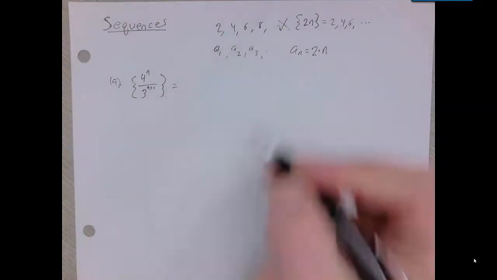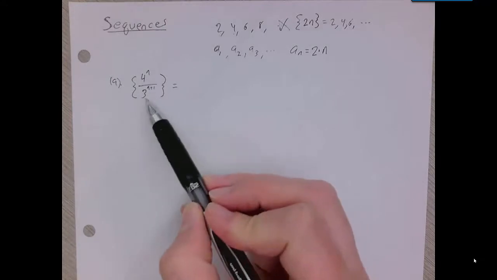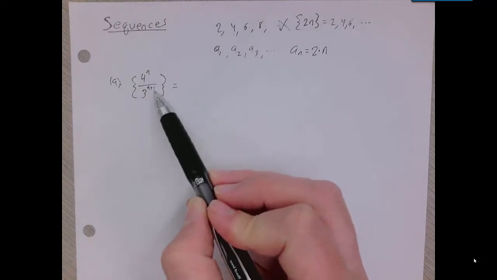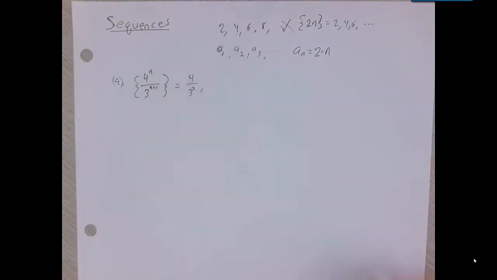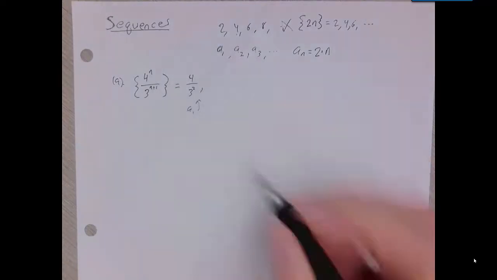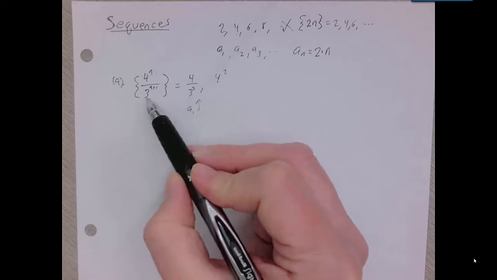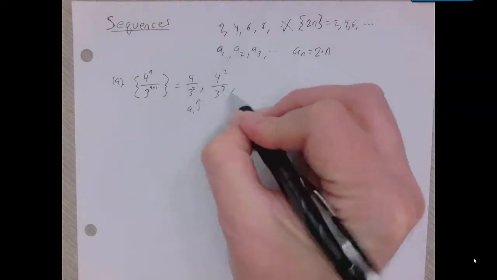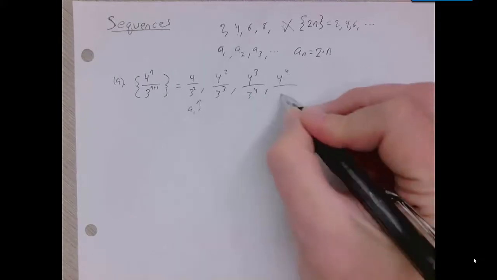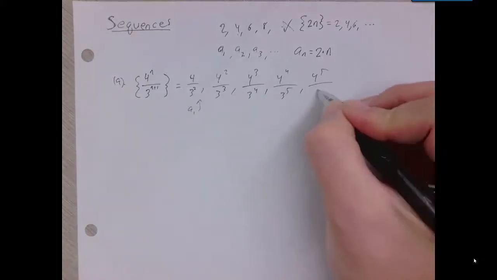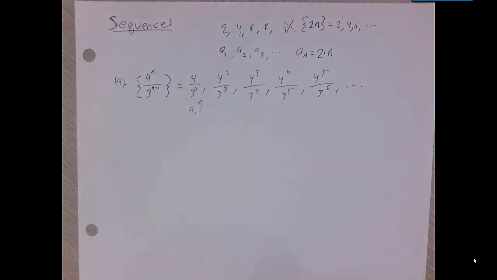Okay, so the first 5 terms in this sequence, I'll start by plugging in n equals 1. So this is 4 to the 1 divided by 3 to the 1 plus 1, which is 3 to the 2. So this is 4 over 3 squared, a sub 1. The next term, a sub 2, would be 4 squared divided by 3 to the third, then 4 cubed over 3 to the fourth, 4 to the fourth over 3 to the fifth, 4 to the fifth over 3 to the sixth, and so on. So these would be the first 5 terms right there.